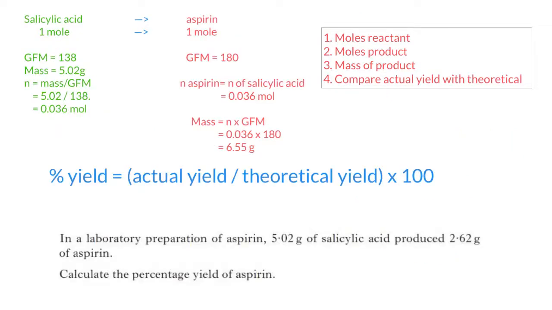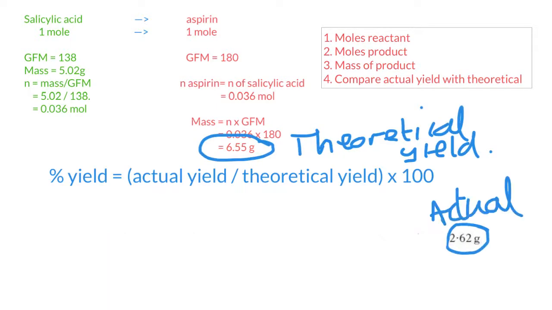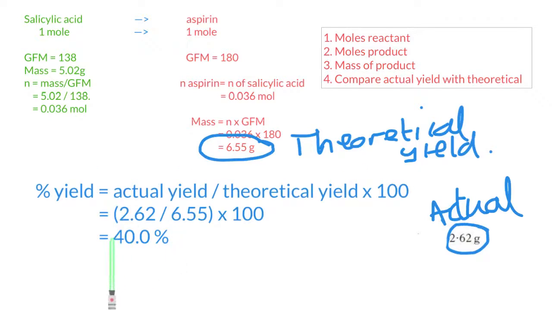So our equation for percentage yield is the actual yield divided by the theoretical yield times 100. And we've got to figure out what is our actual and what is our theoretical. We have just calculated our theoretical yield. The actual yield is 2.62 grams. Now we have the numbers as given in the question. Pause again, pop the numbers in the equation and see if you get the same answer. Just play the video again when you're ready. So working that through, we get an answer of 40%.